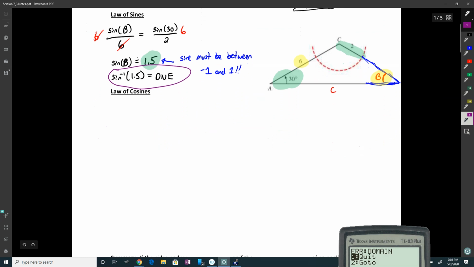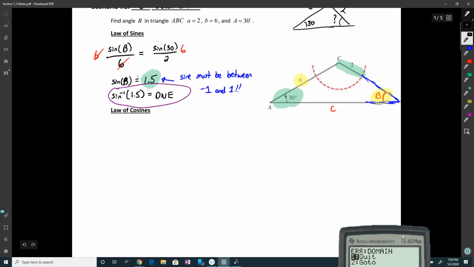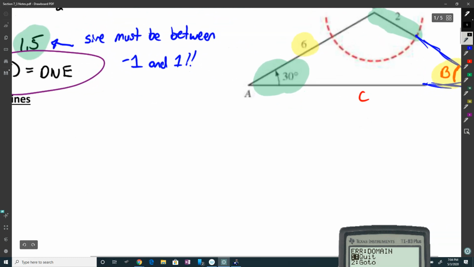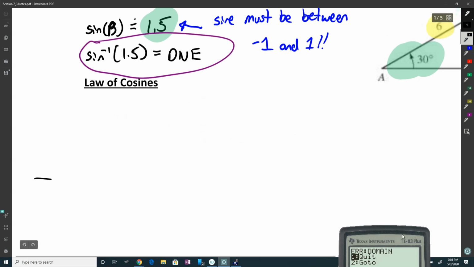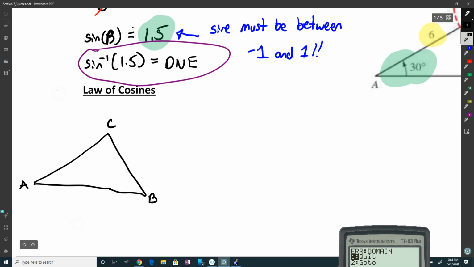Okay. The next one is the law of cosines. And so for the law of cosines, let me redraw this triangle. And again, you're not going to have a pretty picture that shows that it doesn't fit. So usually what you do is you just draw a triangle, and you label them A, B, C. I think the book does A, B, C. And you kind of fill in what they tell you.